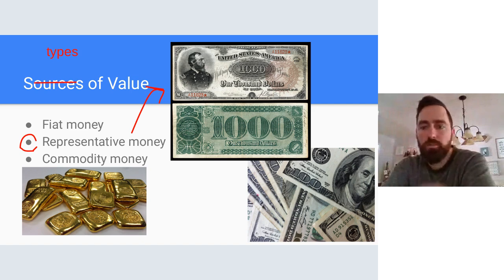We are now off the gold standard. I could talk about that at another point, but we have been off the gold standard since the 1960s. There's a couple political reasons as to why. If you're interested, ask me. But ever since we went off the gold standard, we now have fiat money.